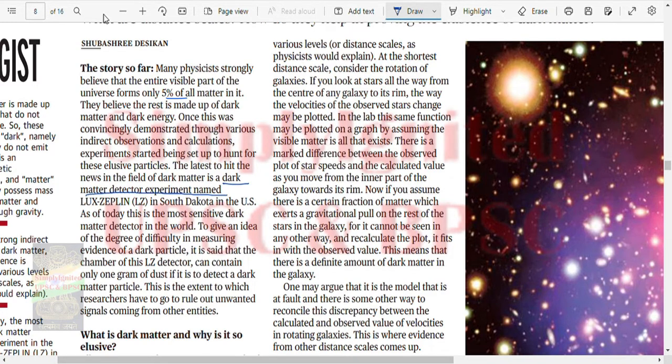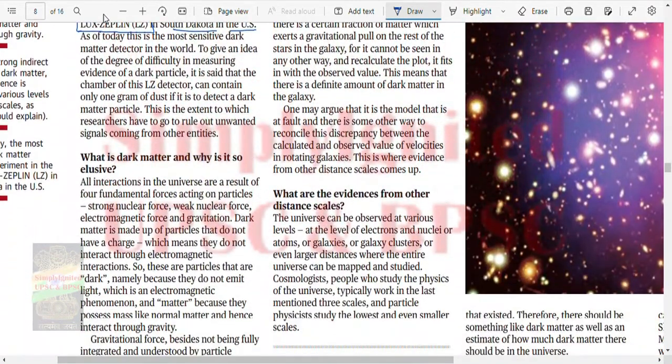named LZ, LUX-ZEPLIN, in South Dakota in the US. As of today, it is the most sensitive dark matter detector in the world. To give an idea of the degree of difficulty in measuring evidence of a dark matter particle, it is said that the chamber of the LZ detector can contain only 1 gram of dust if it is to detect a dark matter particle. This is the extent to which researchers have to go to rule out unwanted signals coming from other entities.